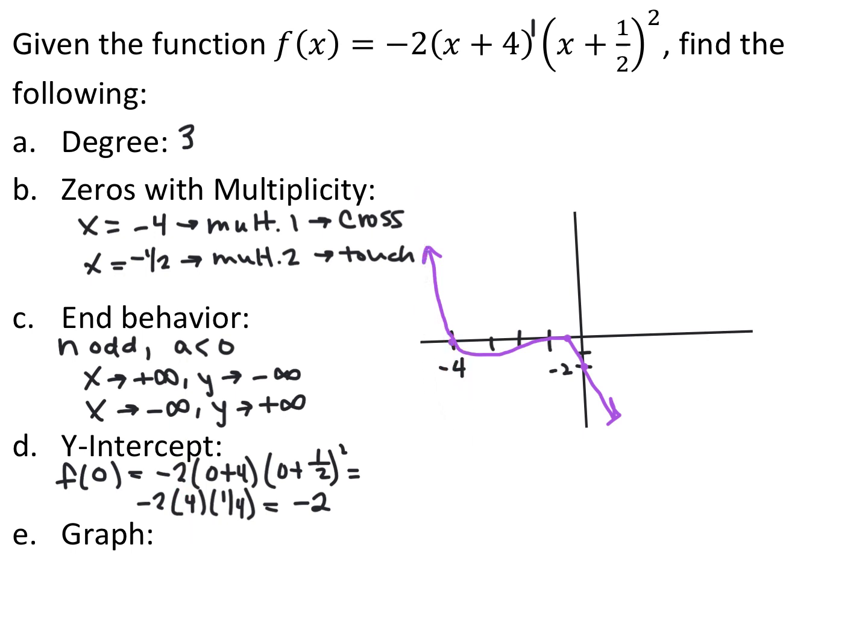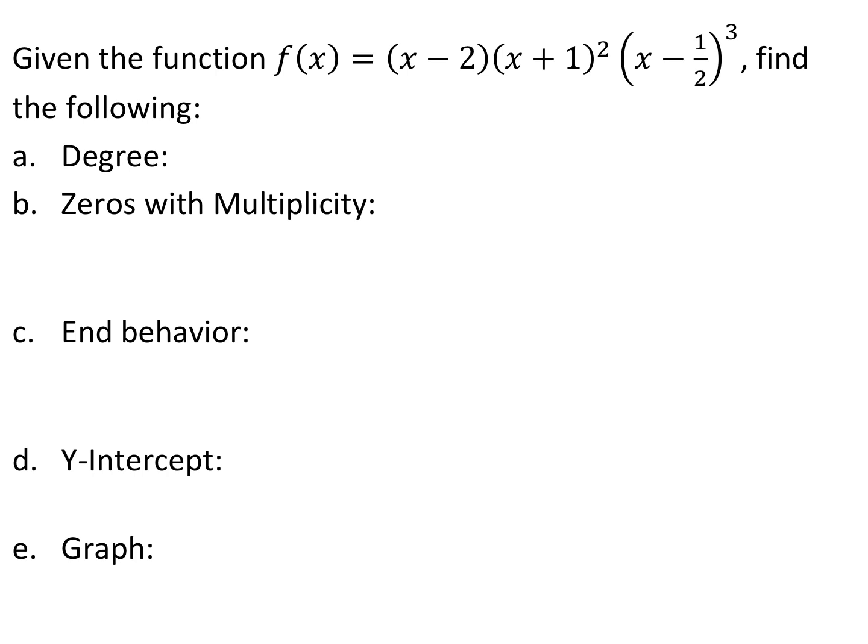For my y-intercept, I plugged in 0 for x, and I got negative 2. So you're going to start high, cross at x equals negative 4, touch the x-axis at x equals negative 1/2, cross the y-axis at negative 2, and then end down in the negative direction. So again, here's another one. f of x equals (x minus 2)(x plus 1) quantity squared (x minus 1/2) quantity cubed.